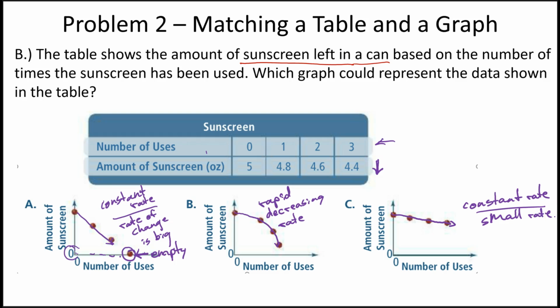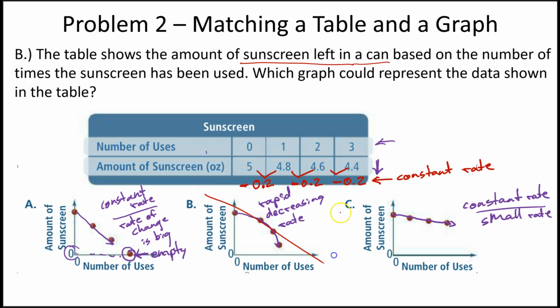Okay, so we looked at our graphs and discussed what they look like. Now let's look back at our data and see what we actually have. Between the first two, from 5 to 4.8, all that's been used is 0.2 ounces. That's all that's gone down, minus 0.2. The next one, 4.8 to 4.6, is also minus 0.2. The next one, 4.6 to 4.4, is also minus 0.2. Since they're all the same, that is a constant rate of change.